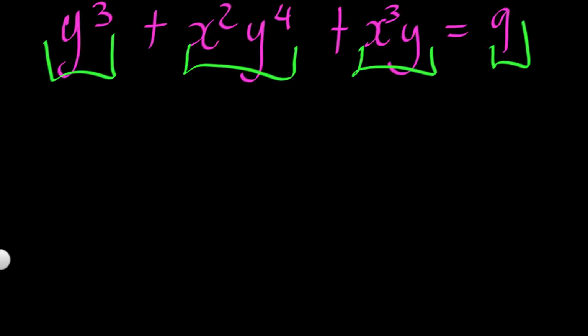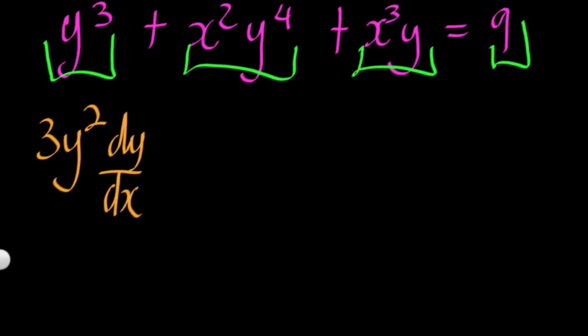Okay, the first one, y cubed. We are differentiating this in terms of x. So we differentiate it as it is to be 3y squared. We multiply it by dy dx. So every time you differentiate y being to the power of something, you have to multiply it by dy dx because we are differentiating here in terms of x.